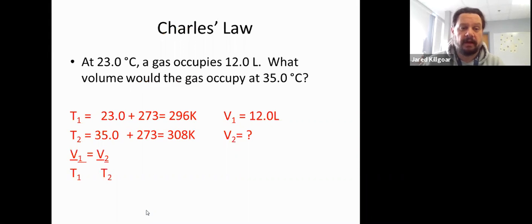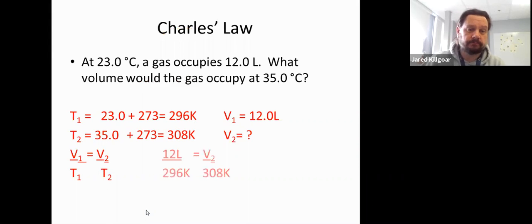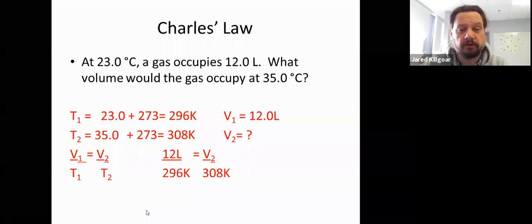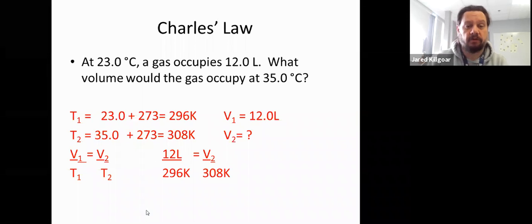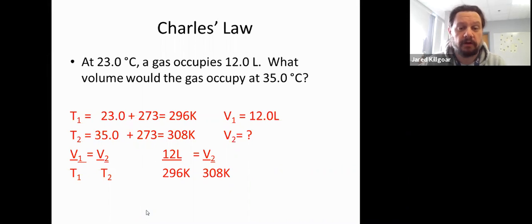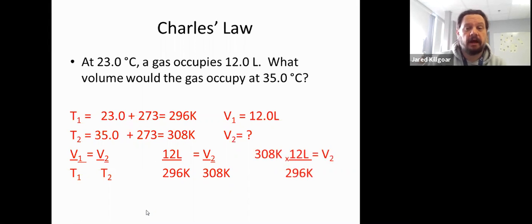Okay, so I have here my Charles' law equation. I substitute my variables in. So I have 12 liters over 296 Kelvin equals volume 2 over 308 Kelvin. You guys can cross multiply if you want. You can use algebra, so all you have to do here is multiply both sides of this equation by 308 Kelvin, and we get our value for volume 2, which ends up being 12.5 liters.